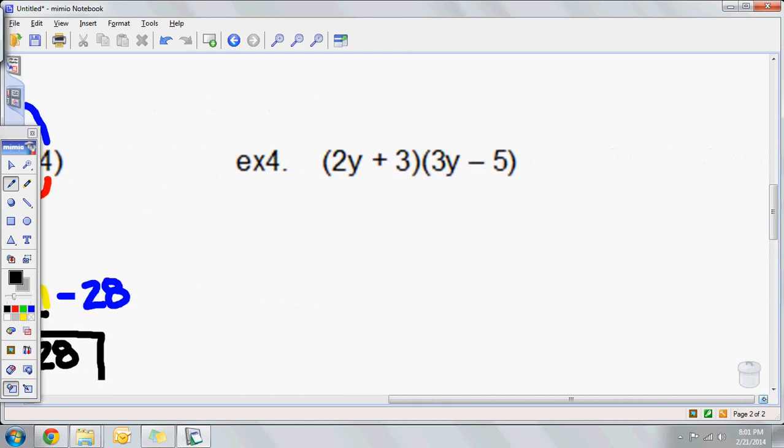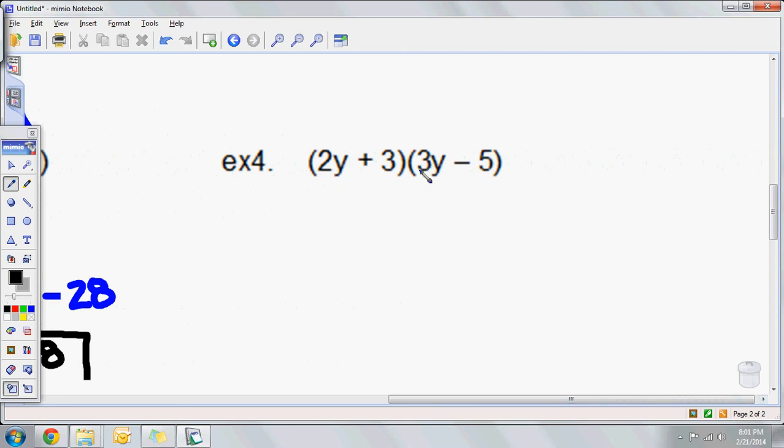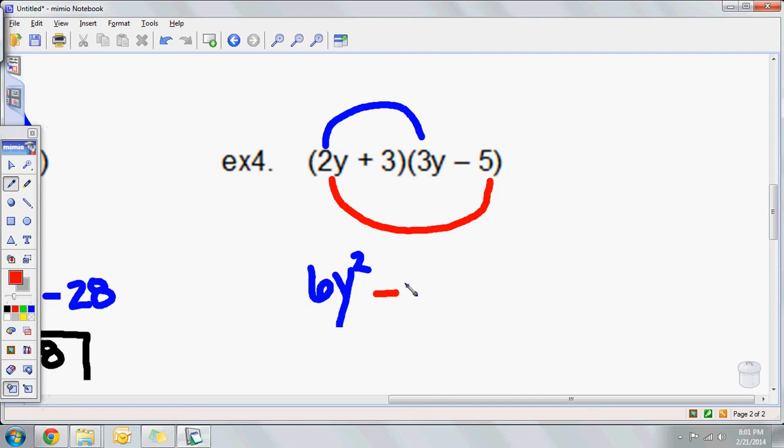This one is a bit more challenging because you have coefficients in front of your variables. So same process, just more numbers to deal with. We're still going to use our FOIL, starting with the first 2 terms. You can pause me if you feel like you know what you're doing and you don't need my help. Just check your answer when you're done. So we have 2y times 3y, which gives you 6y squared. Then we're going to do our outer 2 terms, and we get negative 10y.